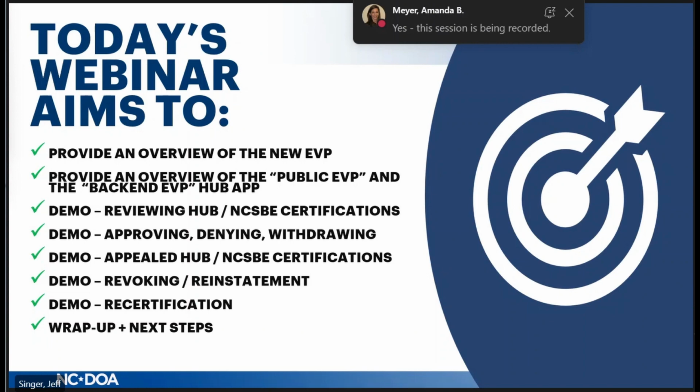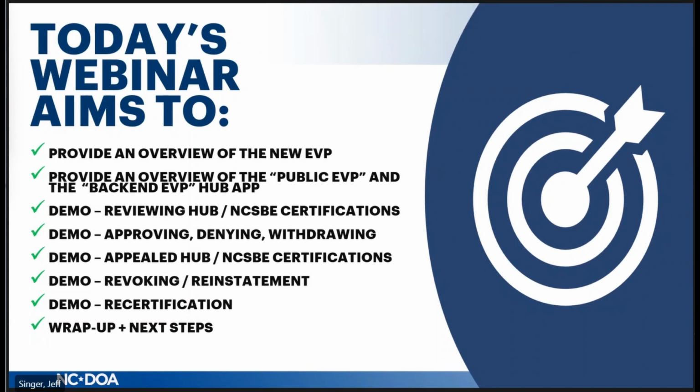We are going to demo reviewing Hub and NCSBE certifications in this new system, and how to be notified of that. We're going to show you how to approve, deny, or withdraw those. We'll move on into appeals for Hub and NCSBE certifications. Then we're going to talk about revoking and reinstatement, and finally recertification before we wrap up and talk about what is next.